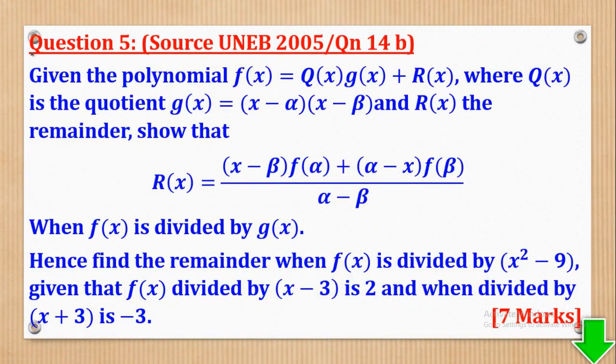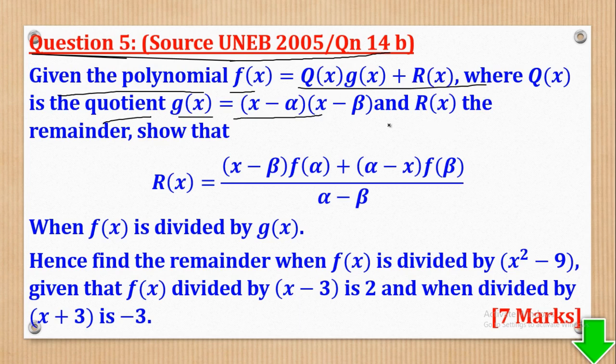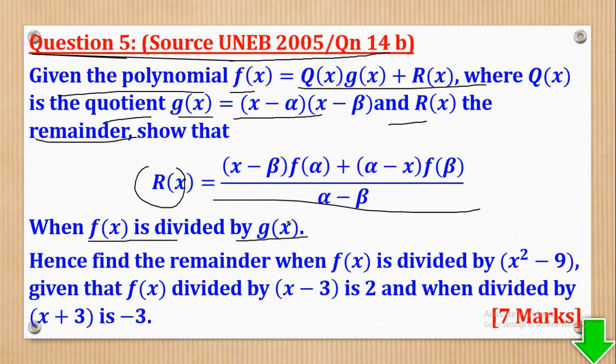Now we shall go to question 5, which came from UNEB 2005, paper 1, question 14b, and says, given the polynomial f(x) equal to this, where q(x) is the quotient, g(x) is the divisor, is this, and r(x) is the remainder, show that r(x) is equal to this when f(x) is divided by g(x). So g(x) will be the divisor and f(x) will be the polynomial. Hence, find the remainder when f(x) is divided by x squared minus 9, given that f(x) divided by x minus 3 is 2, and when divided by x plus 3 is equal to negative 3.